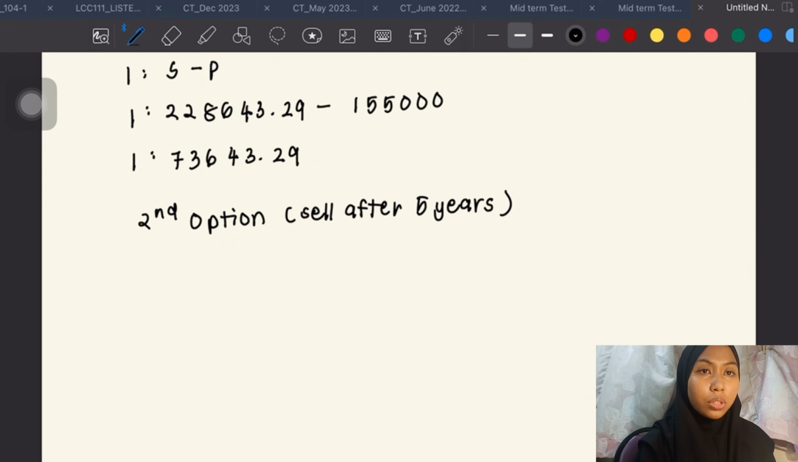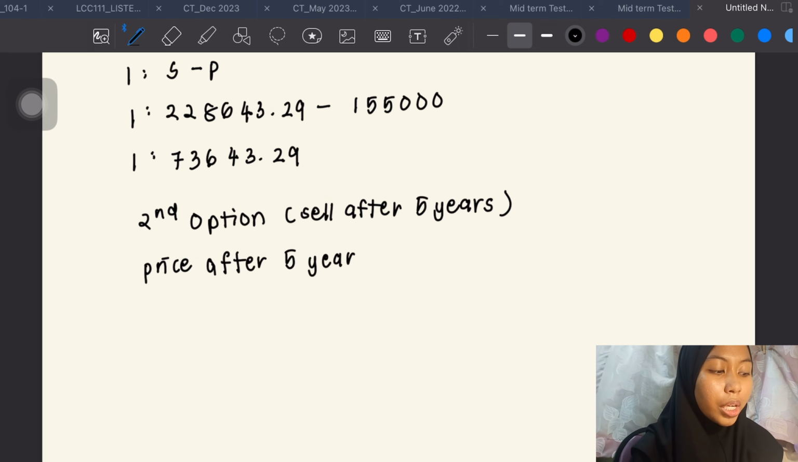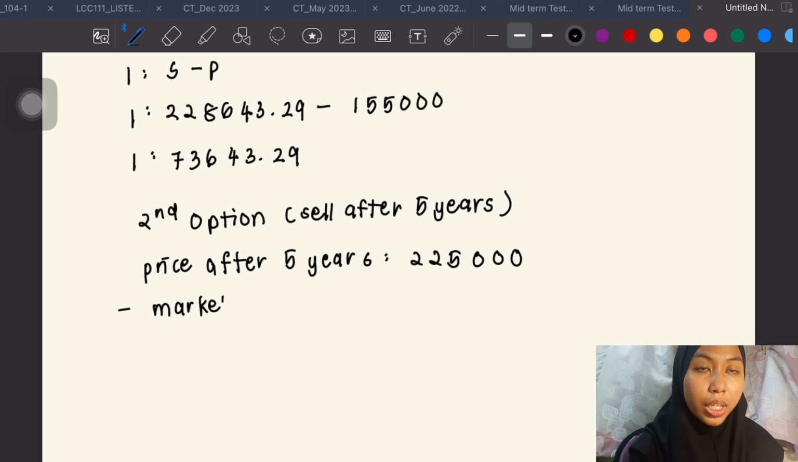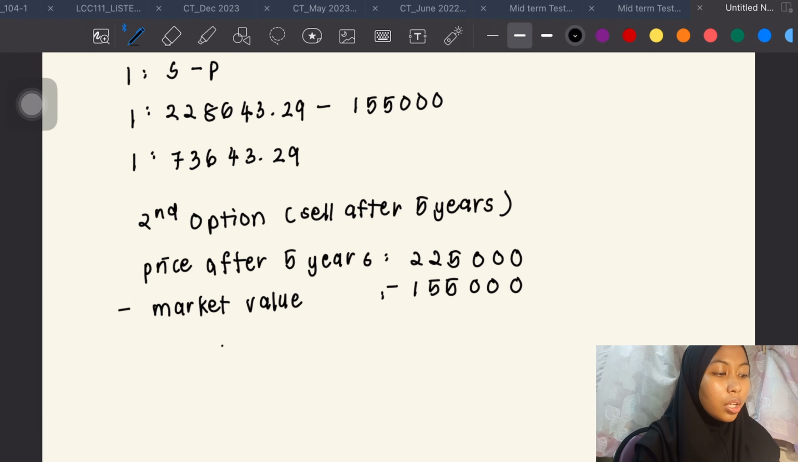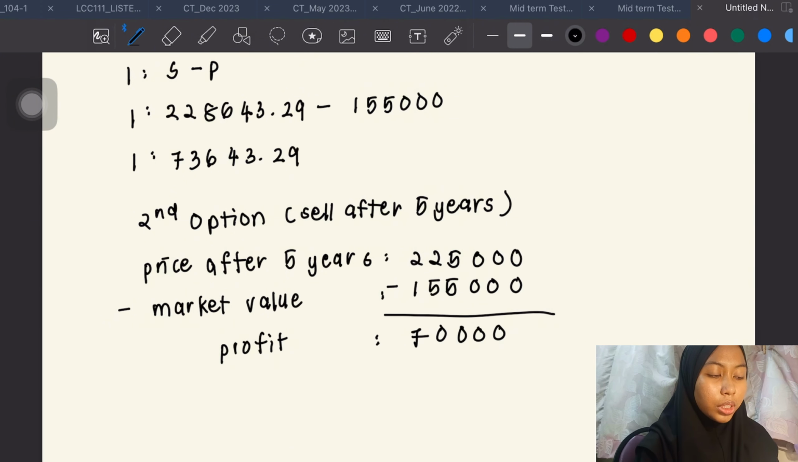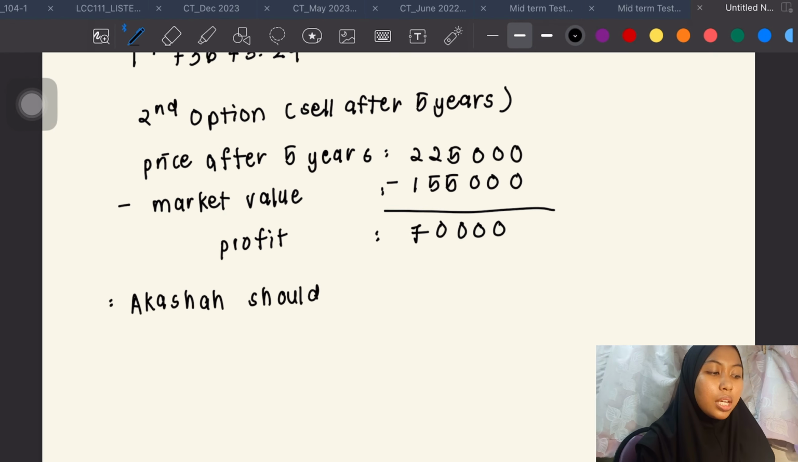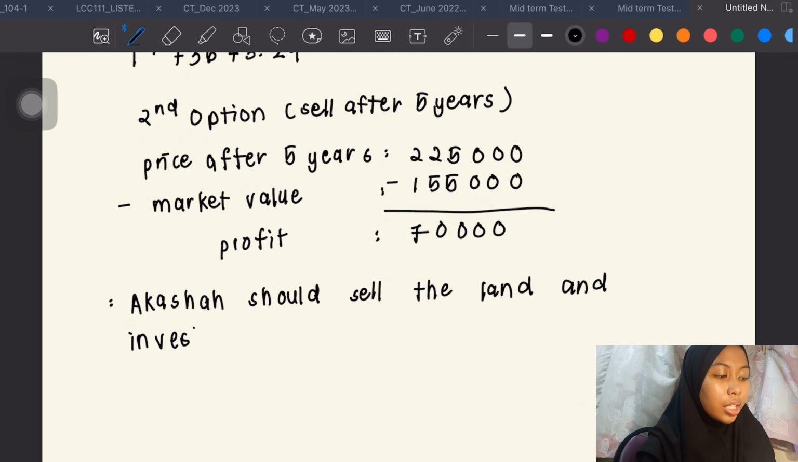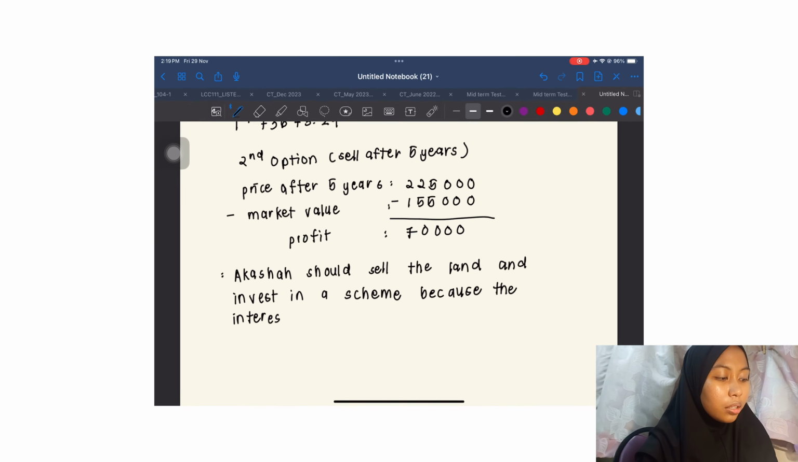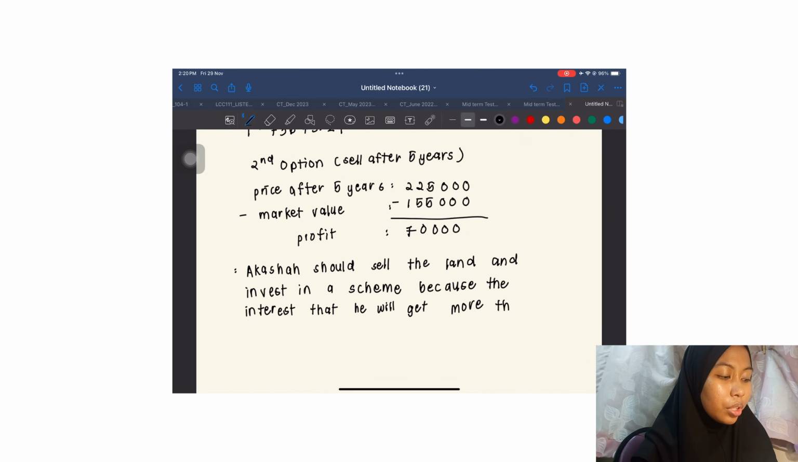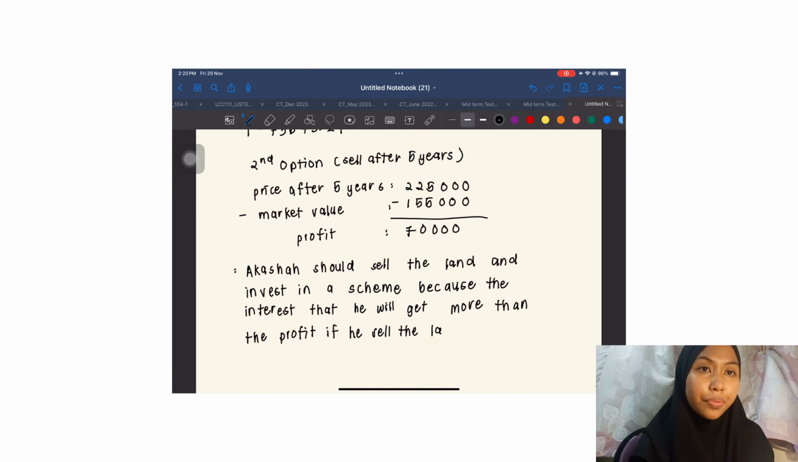For the second option, we need to calculate the profit if Akasha sells the land after 5 years at 225,000 ringgit. So price after 5 years minus market value equals the profit that Akasha will get. 225,000 minus 155,000 equals 70,000. So Akasha should sell the land and invest in a scheme because the interest that he will get is more than the profit if he sells the land after 5 years.